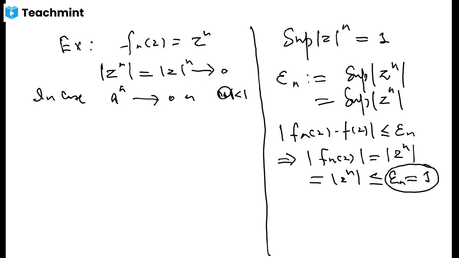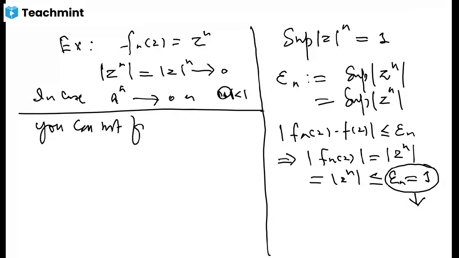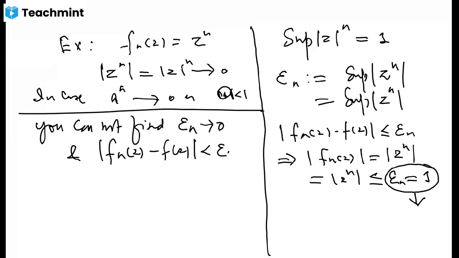These worst case estimators do not go to 0. That means you do not get the estimators. By the definition of uniform convergence, you cannot find these epsilon n's going to 0 and at the same time have the estimate |f_n(z) minus f(z)| less than epsilon n.